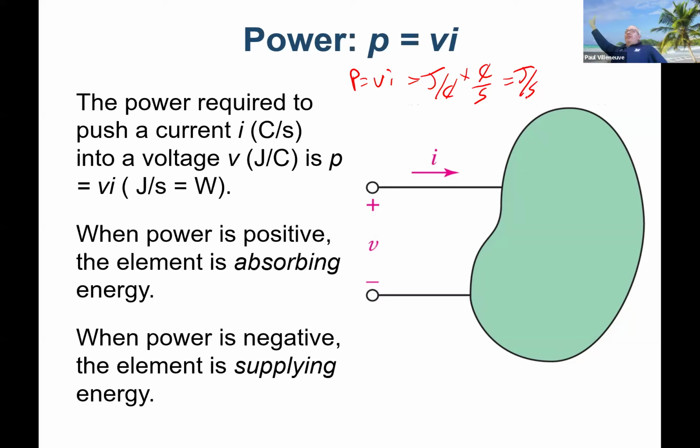So I need two pieces. I need to know the direction of the current, and I also need to know the potential, the positive to negative voltage. So in this case, the blob is in fact a load, but I need to know that it's a load because the current is going in the direction of a voltage drop, not a voltage rise. Okay.